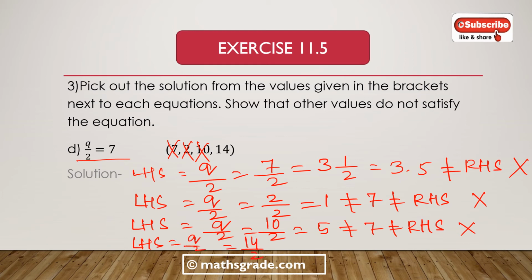14 divided by 2 is 7, which is equal to the right hand side. So q equal to 14 is the solution for the given equation. From this, q equal to 14 is the only solution for the given equation, q divided by 2 equal to 7.